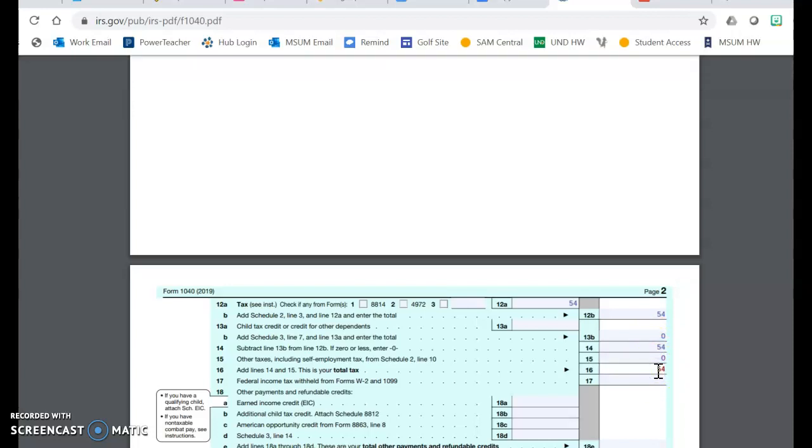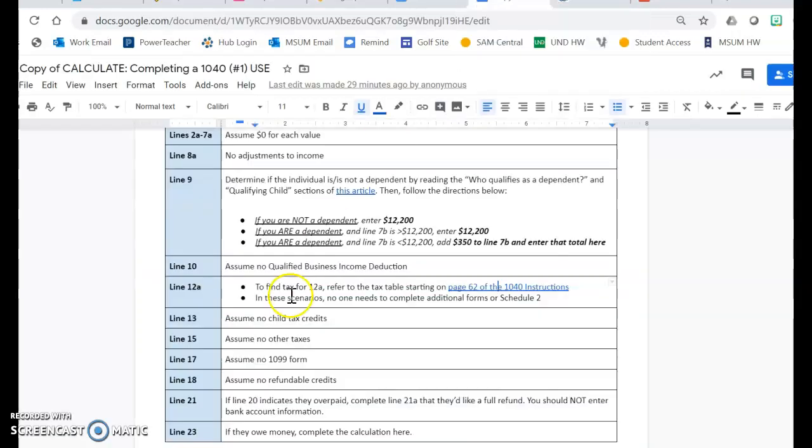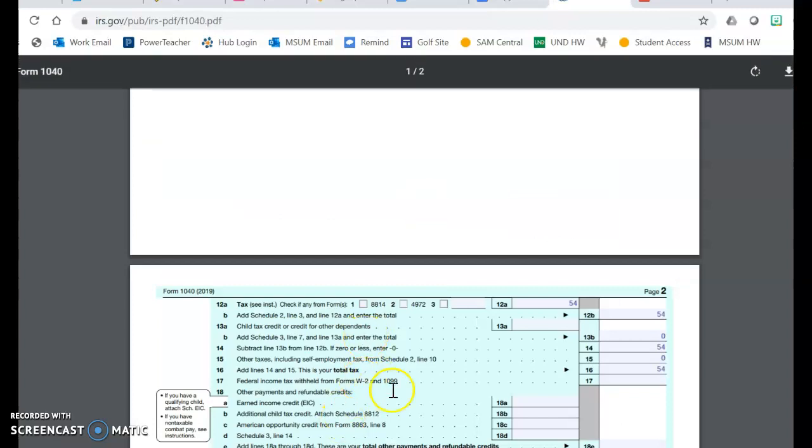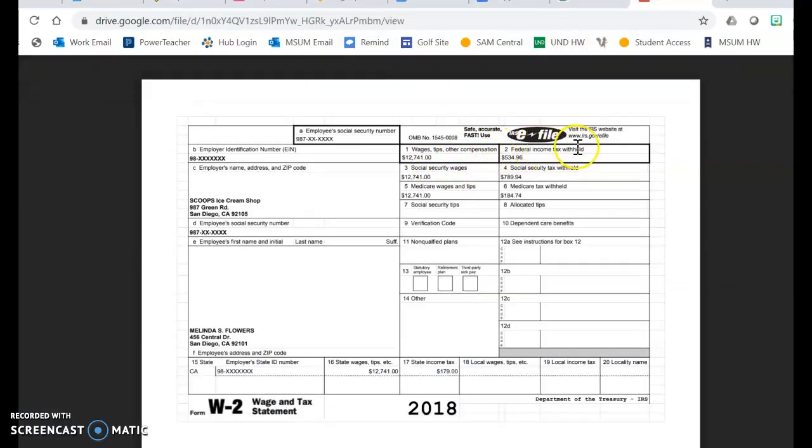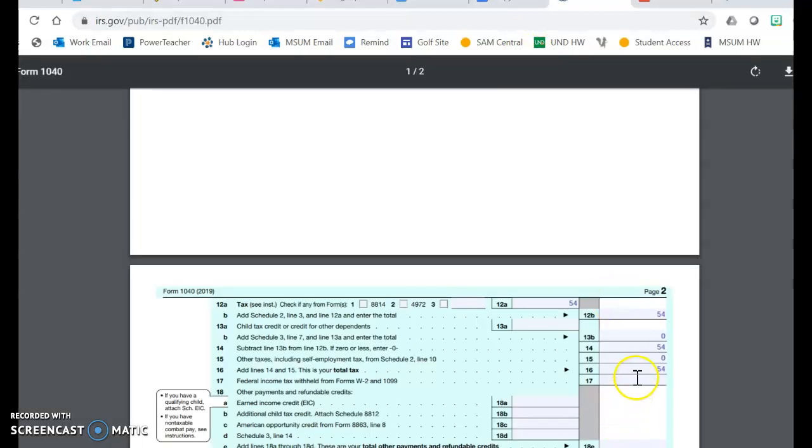Perfect. Line 17 says federal income tax withheld from W-2 forms and 1099 forms. Well, if we look back over here, it says assume there's no 1099 form, but we know there is a W-2 form for Melinda. So we're going to look for federal income tax withheld. We're going to go to the W-2 form, look over here for federal income tax withheld. Looks like it's $534.96. So that's what I'm going to come back and put in my form. $534.96.